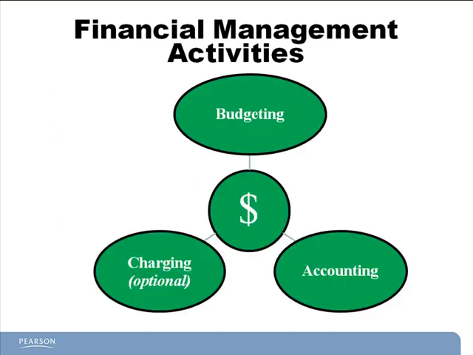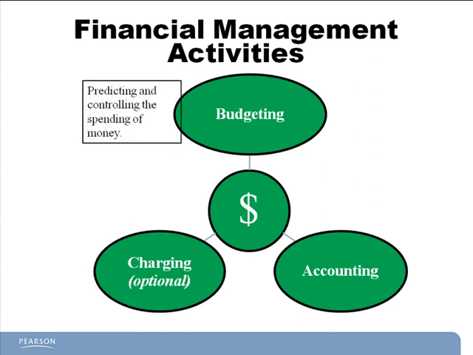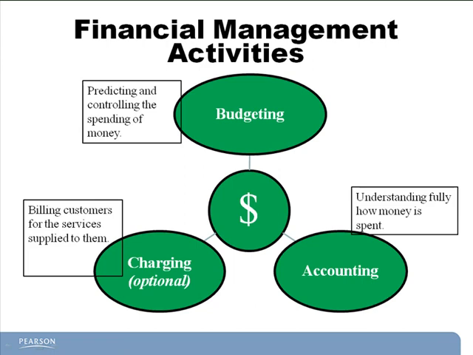There are 3 main activities of financial management. First, we have budgeting, which is simply predicting and controlling the spending of money, just like you do in your household. Next, we have accounting, and that's understanding fully how your money is being spent and where it's going. And lastly, we have an optional piece called charging, and this is where we bill our customers for the services we supply to them.